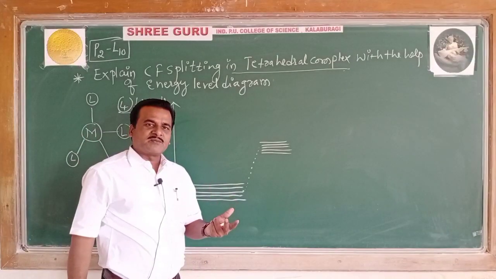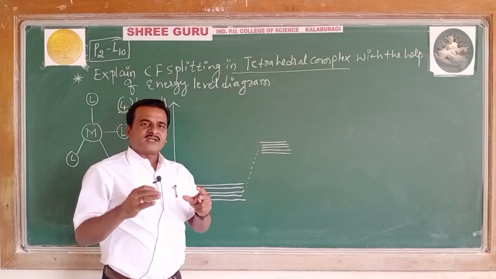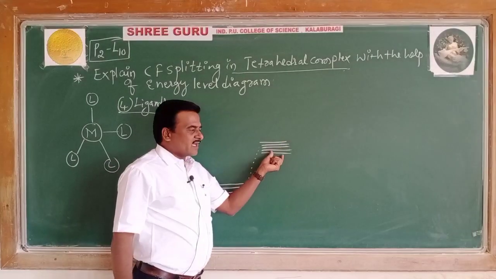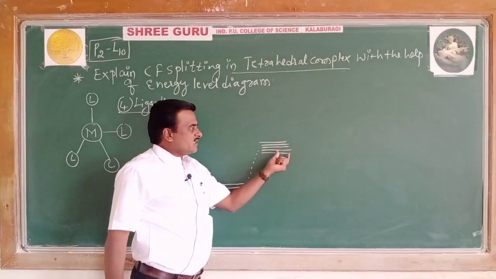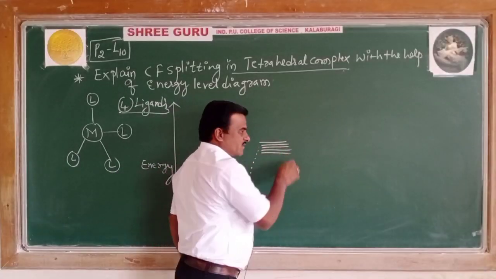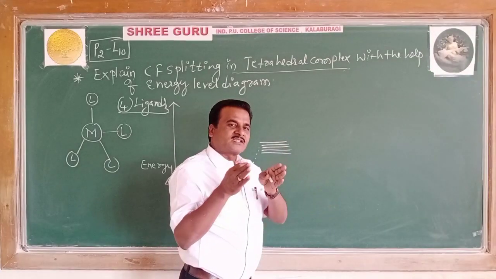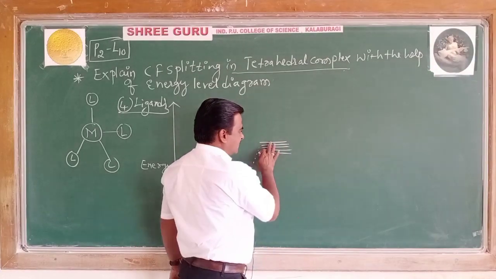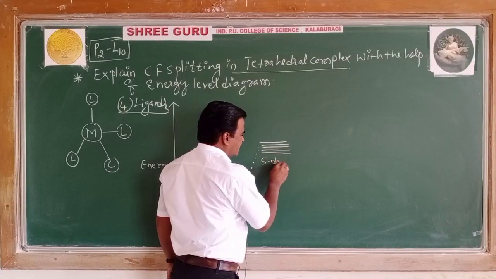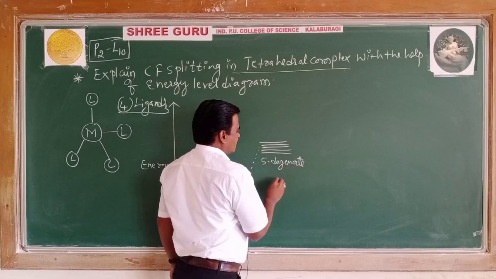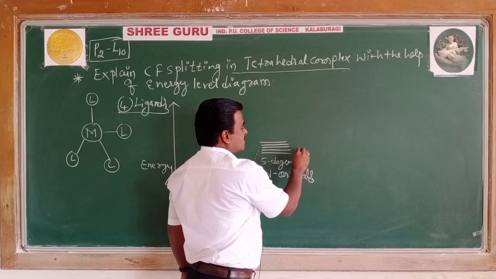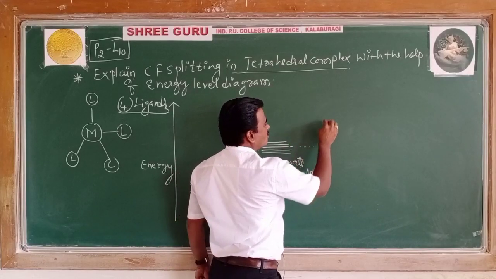Why is the repulsion minimum? These d orbitals of the metal ion in the tetrahedral complex were not oriented along the direction of the ligands. These 5 degenerate d orbitals of the metal ion get split into two sets.